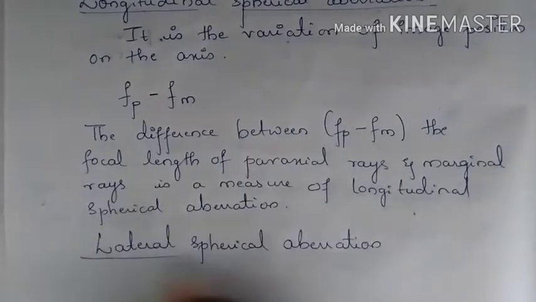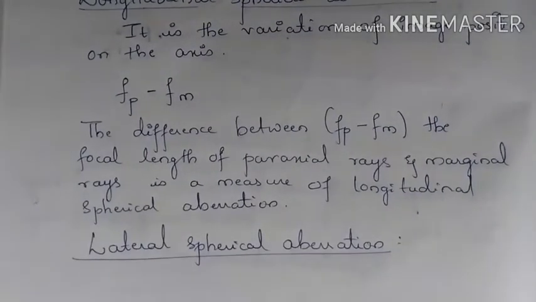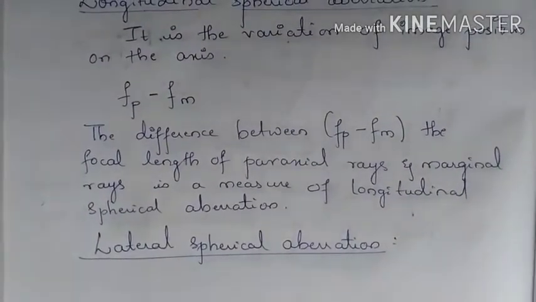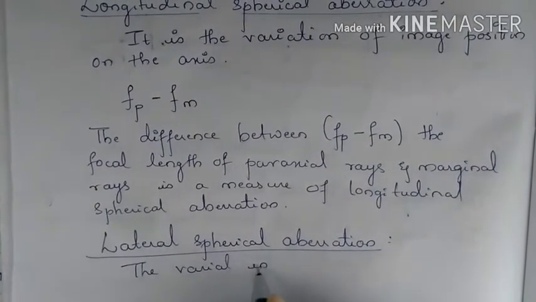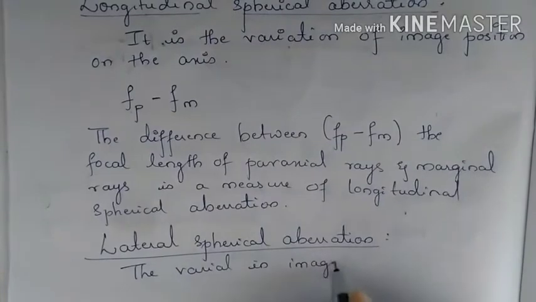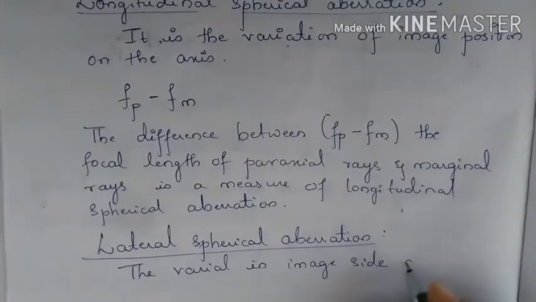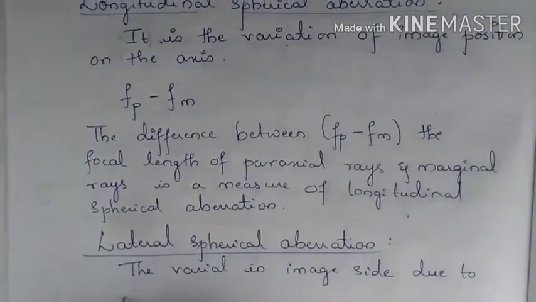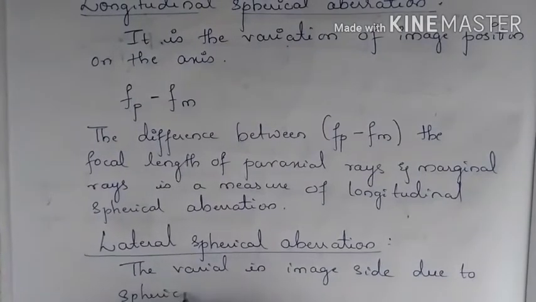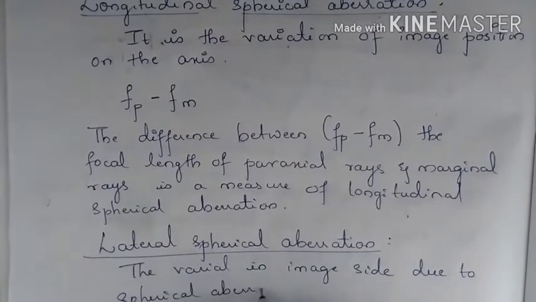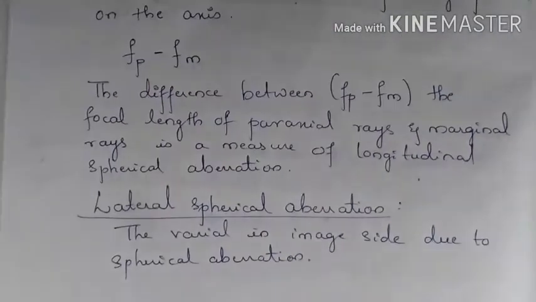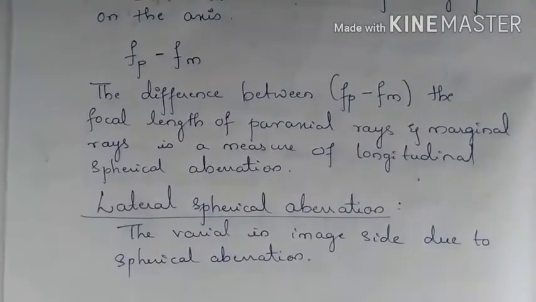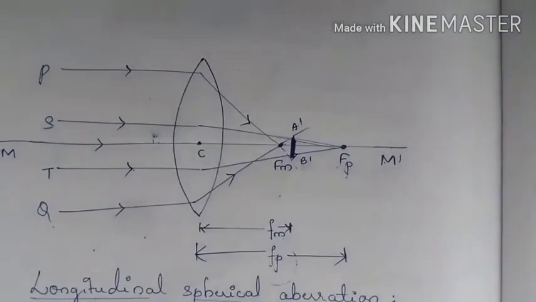So what is lateral spherical aberration? The variation in image size due to spherical aberration is known as lateral spherical aberration. So hope this concept of spherical aberration is clear to you all.